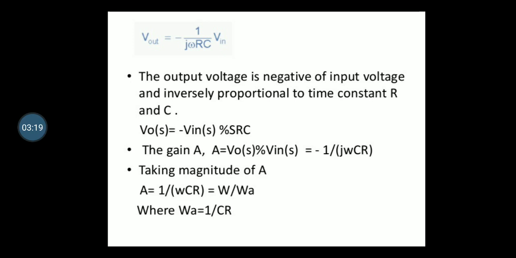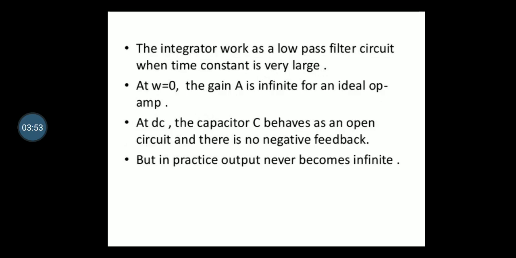So V naught of S, obtaining the Laplace transform, we may get V naught of S is equal to minus Vin of S divided by SRC. So here j omega is replaced by S. The gain A is equal to V naught of S by Vin of S is equal to minus 1 by j omega CR. Taking the magnitude of A, A is equal to 1 by omega CR, which is equal to omega A by omega, where omega A is equal to 1 by CR.